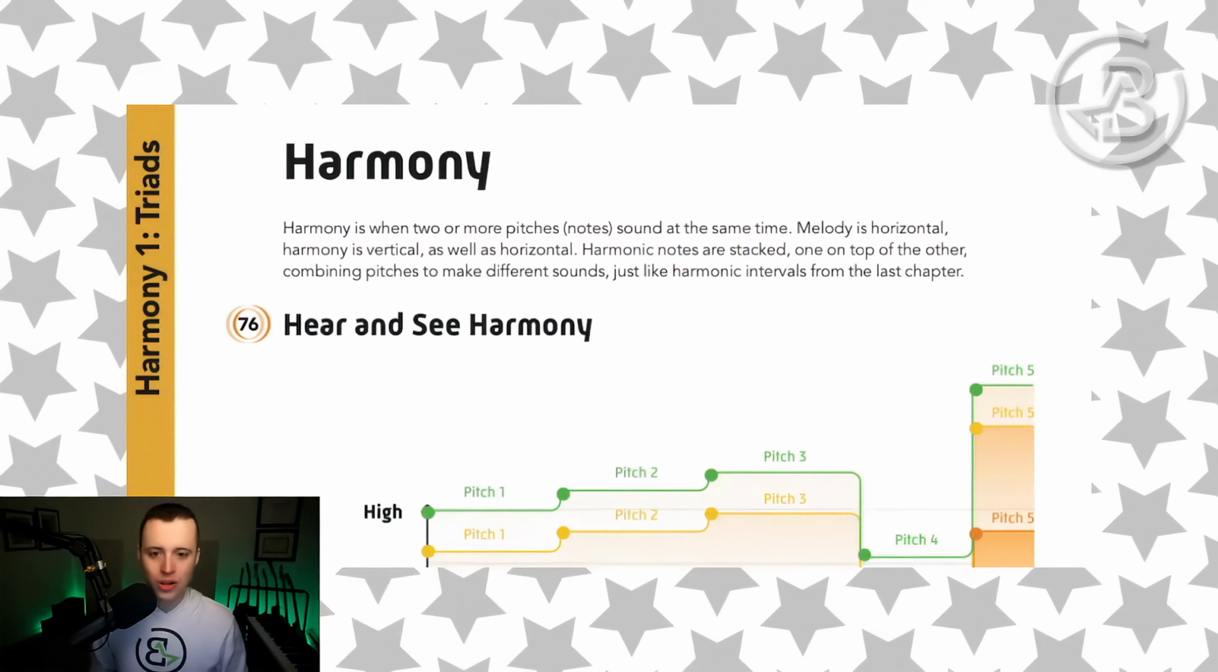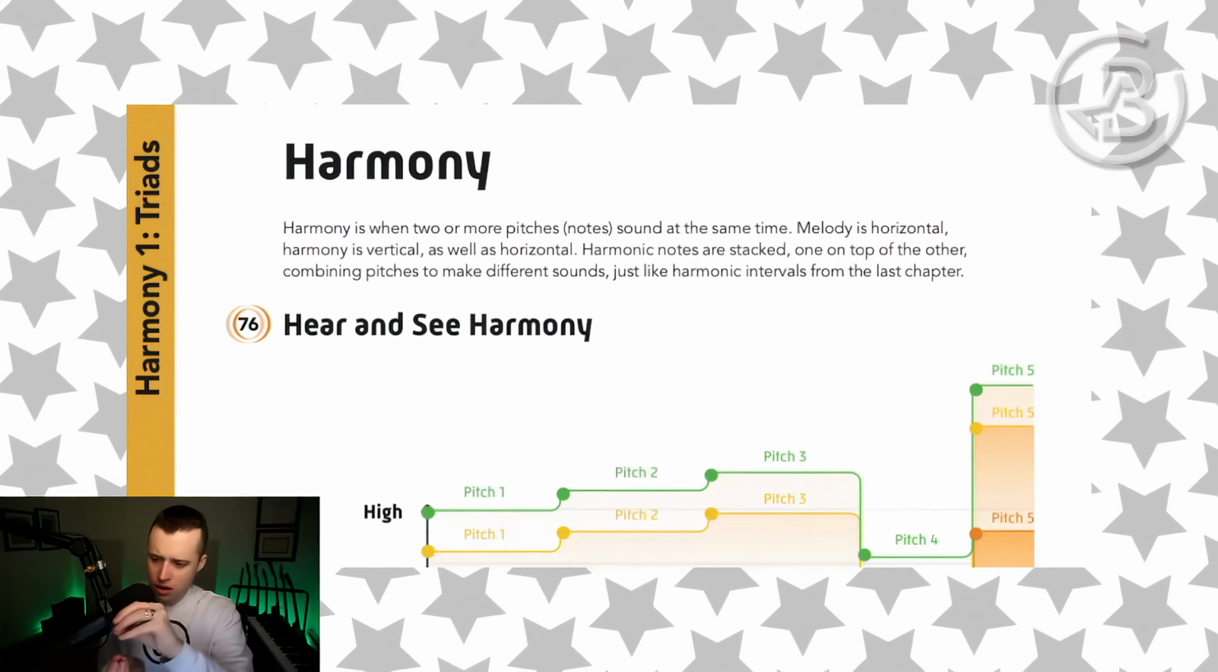So harmony is when two or more pitches or notes sound at the same time. Melody is horizontal. We can think about melody. We have one note at a time. It happens first note, second note, third note, fourth note. Whereas harmony happens vertically because we stack notes on each other, just like a harmonic simple interval where we had those note heads right on top of each other.